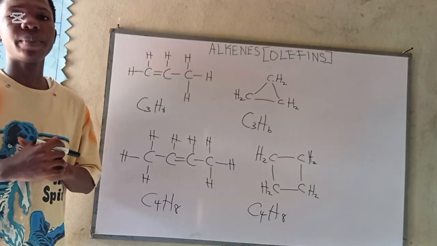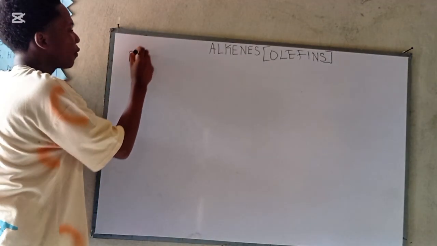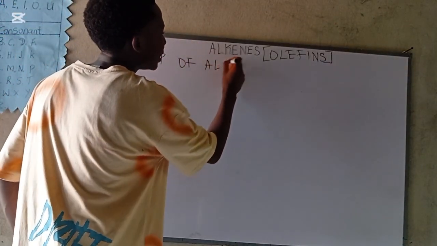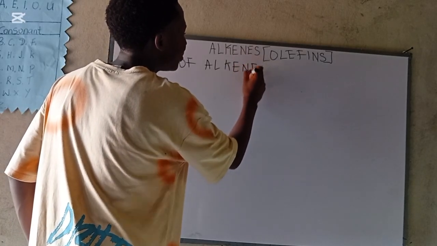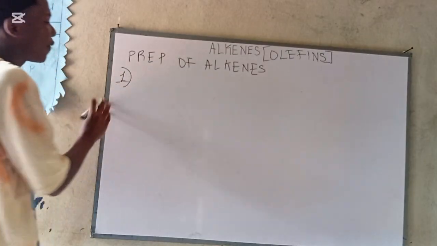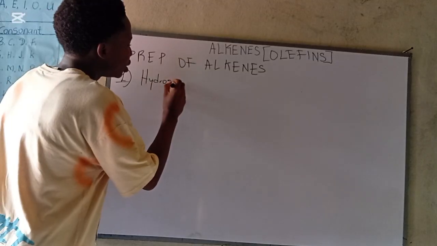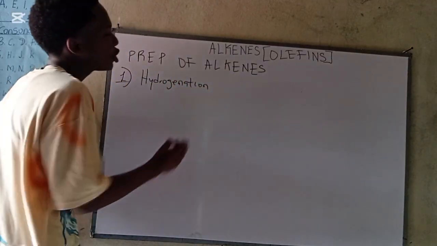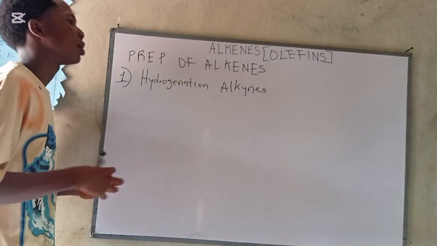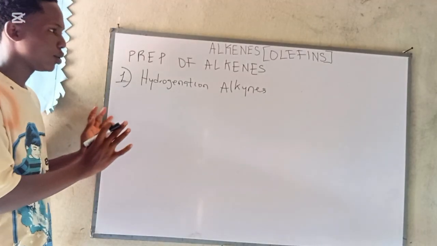So now let's look deeper into the alkenes. Alright guys, now let's just move fast into the preparations of alkenes. Looking at the preparation of alkenes, what do we consider as the first preparation of alkenes? It is the hydrogenation of alkynes. Okay guys. Now, looking at this, it's very, very easy to understand.